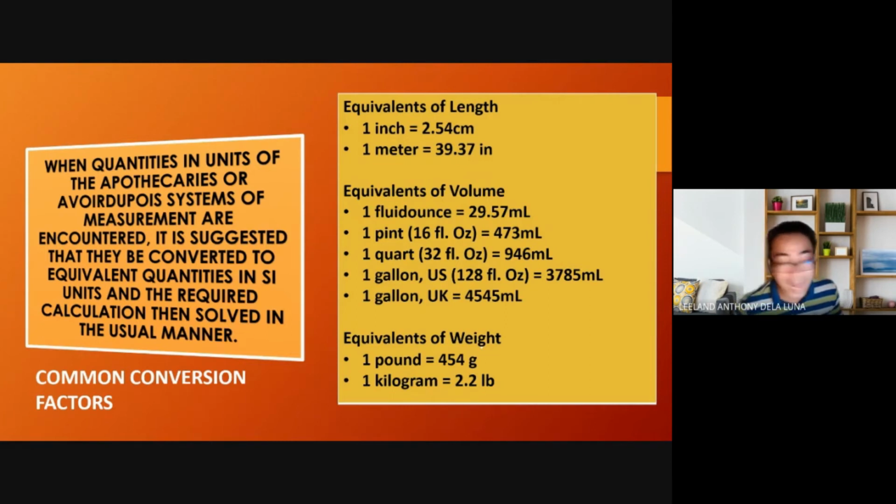So class, 1 fluid ounce is equivalent to 29.57, but there's a but here. Usually, class, the other hospitals try to simplify this. Instead of 29.57, sinasabi nila is 30 ml. But the standard, class, is 29.57. So 1 pint, as English, ano pa rin to? English unit of measurement. Usually ginagamit na lang to sa alcohol.